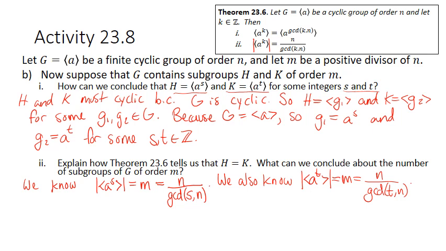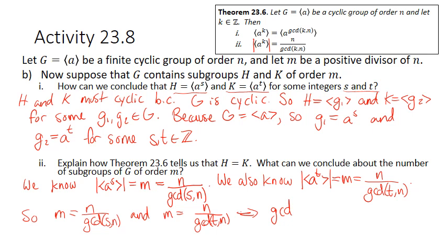Okay, so what do we get from this? Well, if we look at these two different equations that we've written here, m equals n over GCD of s and n, and m equals n over GCD of t and n. So conclusion there is that those two GCDs must be equal. Otherwise, those two equations couldn't both be true. So GCD of s and n must equal GCD of T and N.